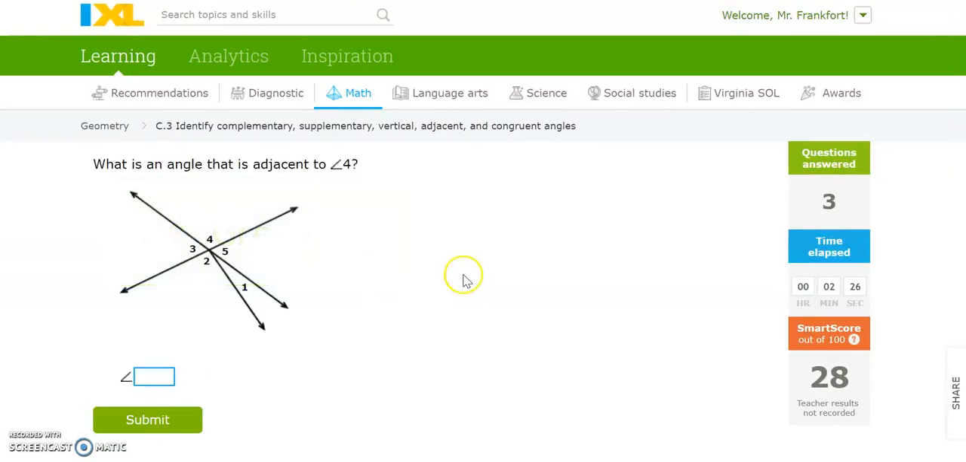All right, last one. An angle that's adjacent to angle 4. Well, I got two choices there. Adjacent just means next to. So it could be 3 or it could be 5. They will take either one. I'm going to put 3.